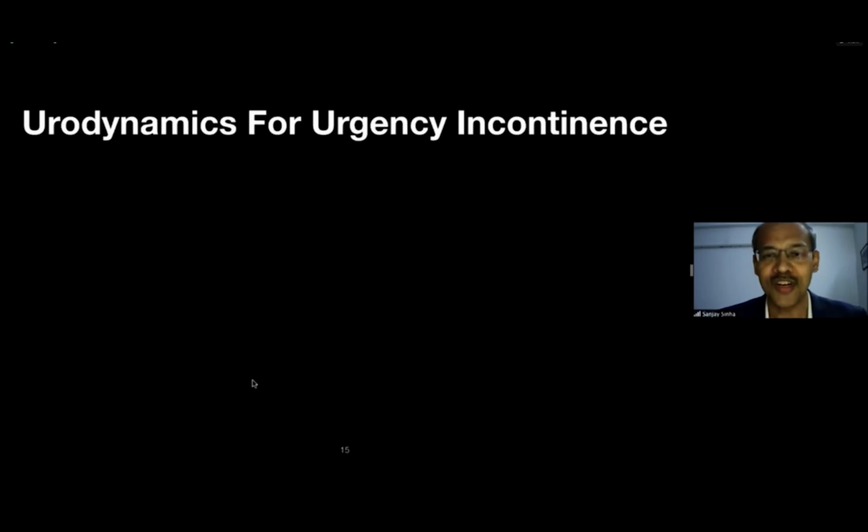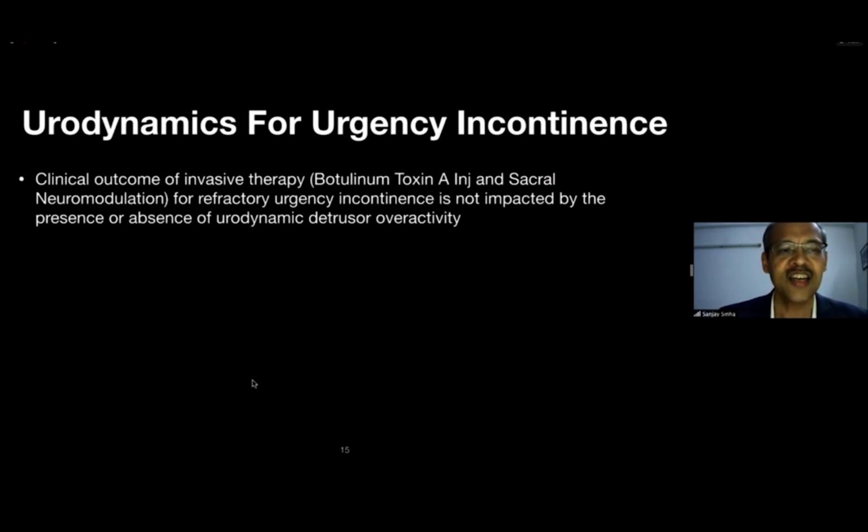What about urodynamics for urgency incontinence? In patients with urgency incontinence, there does not seem to be a difference in outcome based on whether the patient has or does not have phasic contractions during the urodynamics. And hence, most guidelines suggest that before proceeding with invasive testing or labeling your patient refractory, you don't need urodynamics.